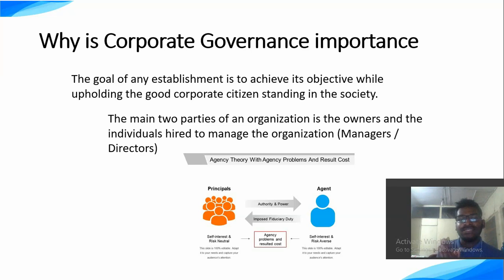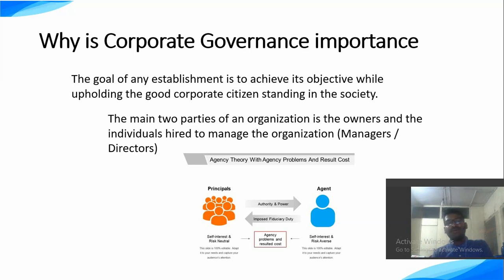But at this juncture, how can the directors or owners of the company be assured that the hired third party professionals will act in the best interest of the company? What if they start to manipulate the company records, assets and resources for their own benefit? This is a major concern, not only for a private entity, but also for a public listed company, as well as any other form of organization.